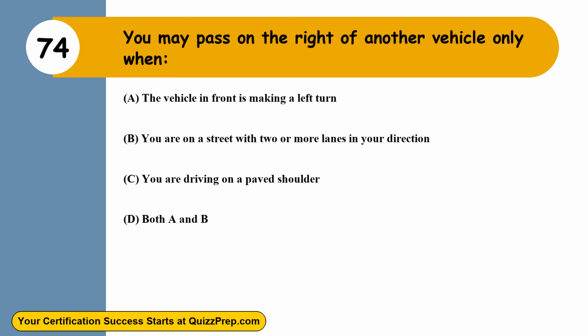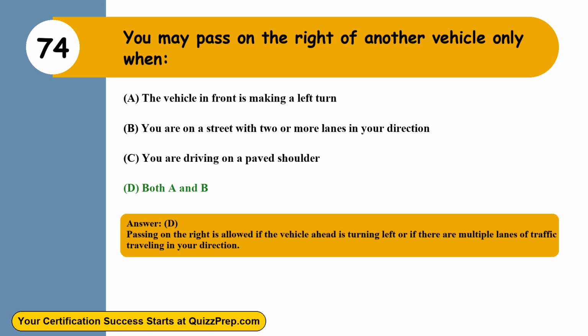Question 74. You may pass on the right of another vehicle only when. Option A. The vehicle in front is making a left turn. Option B. You are on a street with 2 or more lanes in your direction. Option C. You are driving on a paved shoulder. Option D. Both A and B. The correct answer is option D. Both A and B. Passing on the right is allowed if the vehicle ahead is turning left or if there are multiple lanes of traffic traveling in your direction.